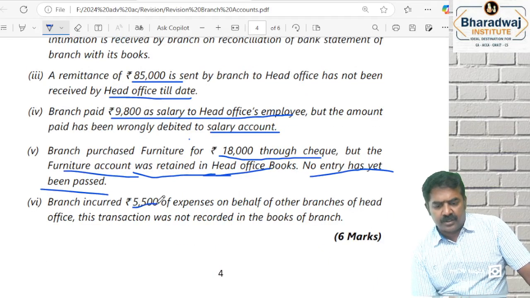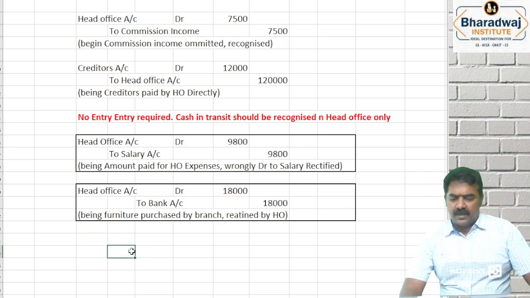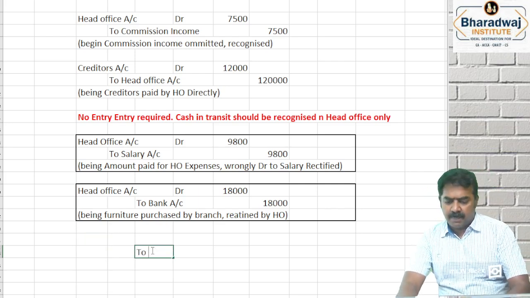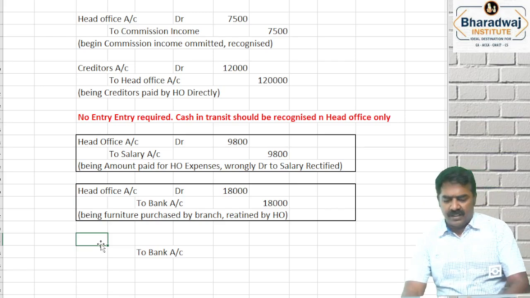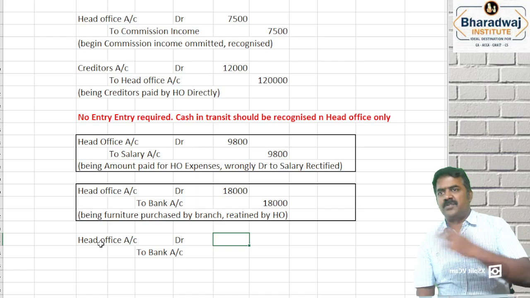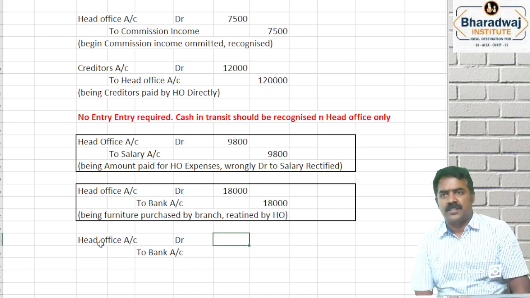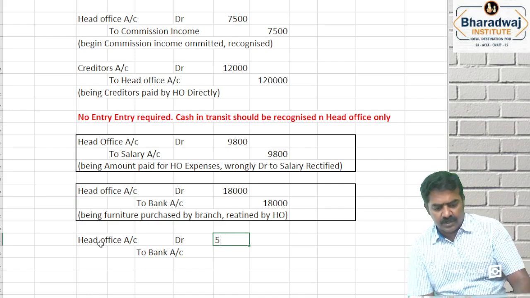Branch incurred 5,500 of expenses on behalf of what? Other branches of head office. Simple. When we spend the money, what is the entry you will pass? Expenses account debit, or to which account? Bank account. But this is not for us. We'll record in which account? Head office account. So why head office account? Head office will take care of allocating the expense to other branches. How much? 5,500.